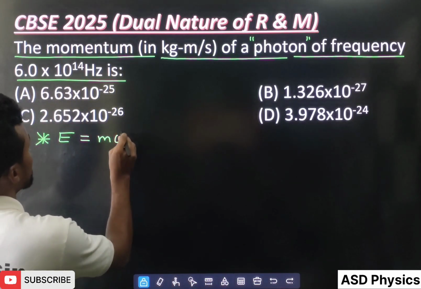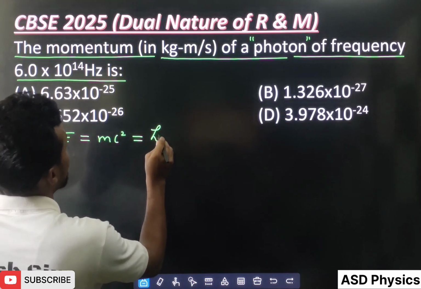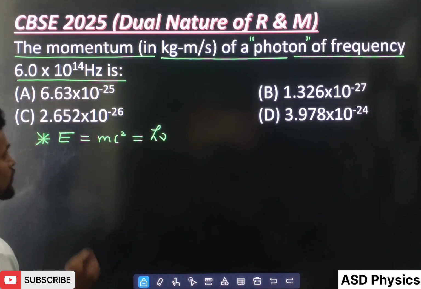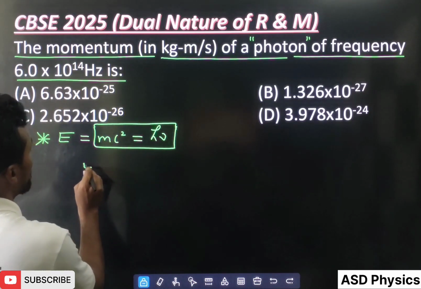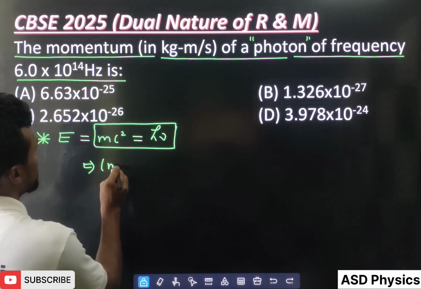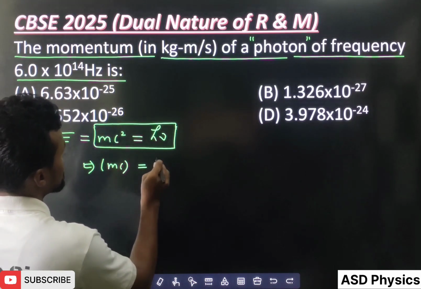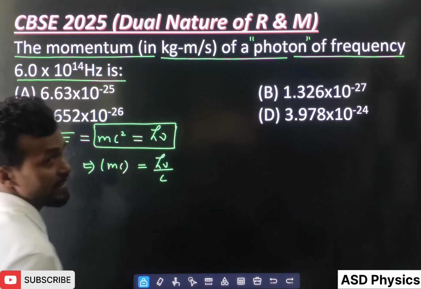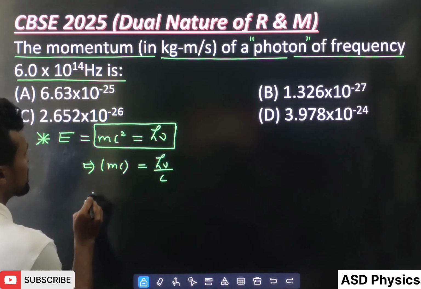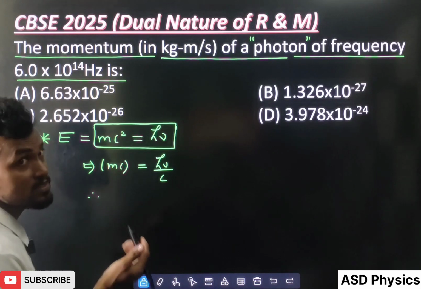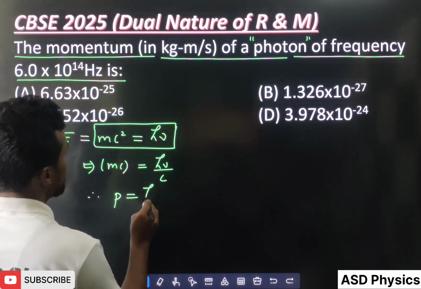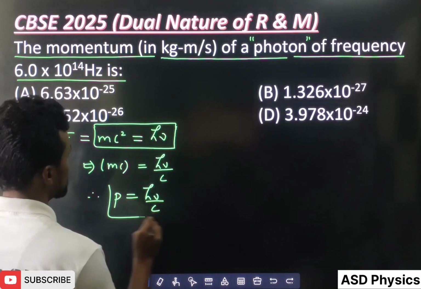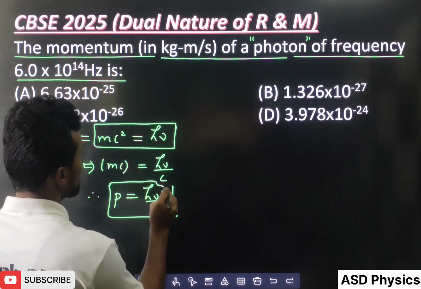So for a photon we can write E = mc², and I have told you E = hν also. If I take this, from here we can write m into c, and one more c will go to this side. And what is mc? You know very well, momentum means mass into velocity. They are asking for momentum, so we can write P = hν/c. This formula is there to get the momentum.